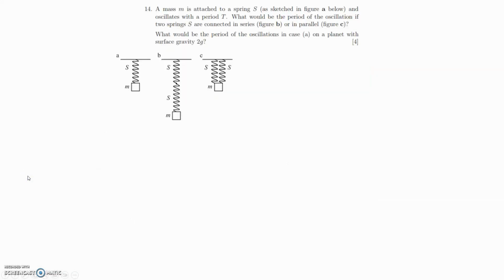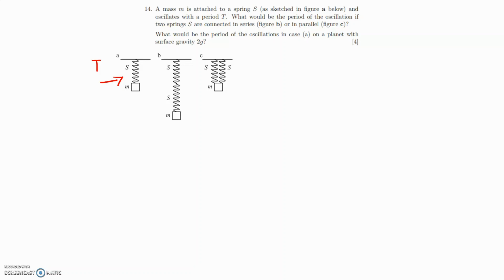We've got a mass M attached to a spring S, as sketched in figure A below, and it oscillates with a period T. What would be the period of oscillation of two springs connected in series, which is figure B, and in parallel, figure C? And the final part of this question: what would be the period of the oscillations in case A on a planet with surface gravity 2g?